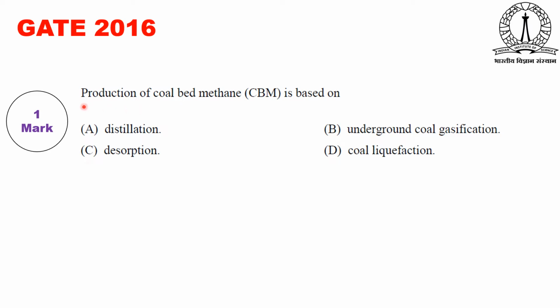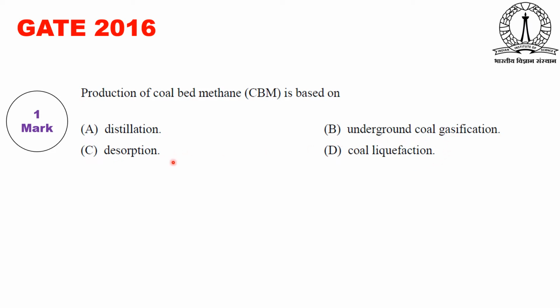Production. So during the production stage, we won't have coal gasification. It may be during the formation stage and maturity stage. Also, we don't have coal liquefaction. This is not useful for methane storage in coal. So the answer is desorption.